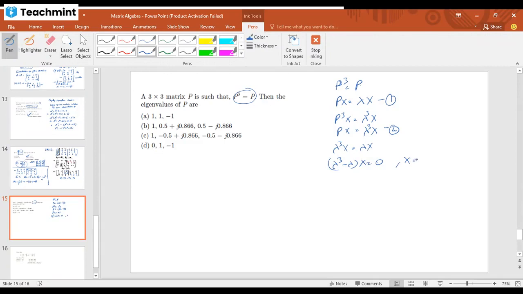Obviously, x should not be equal to the null matrix, so it means that lambda cube minus lambda should be 0. So lambda into lambda square minus 1 equals 0. So the value of lambda is 0 or plus minus 1. So the eigenvalues are 0 and plus minus 1.